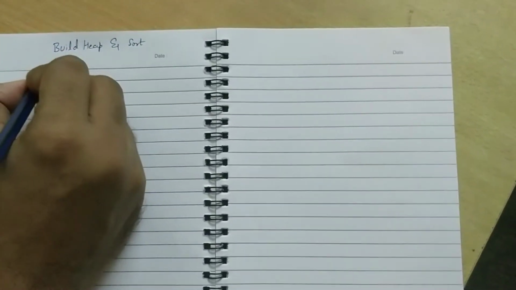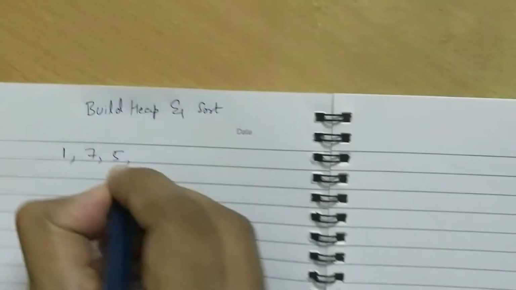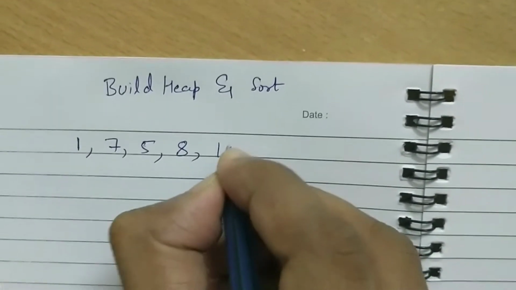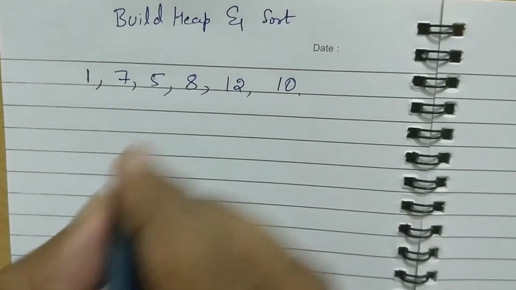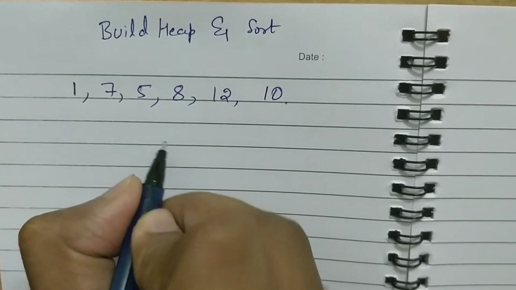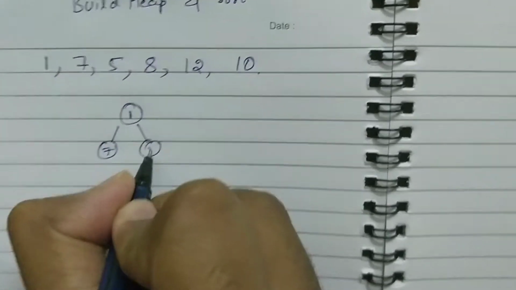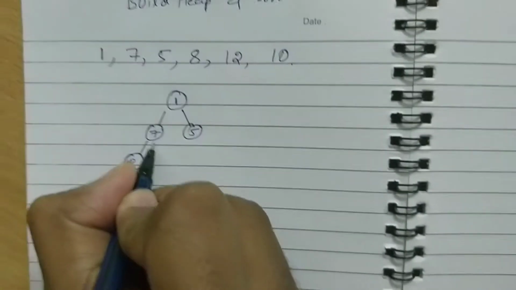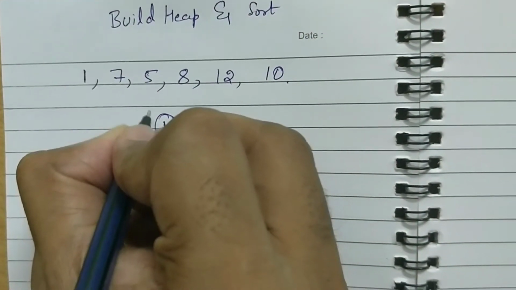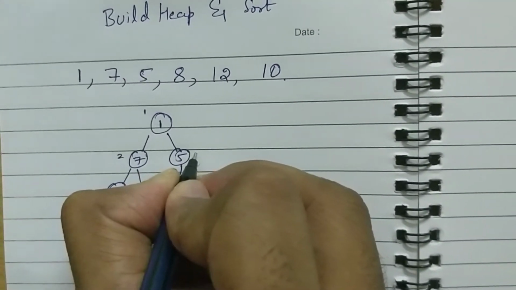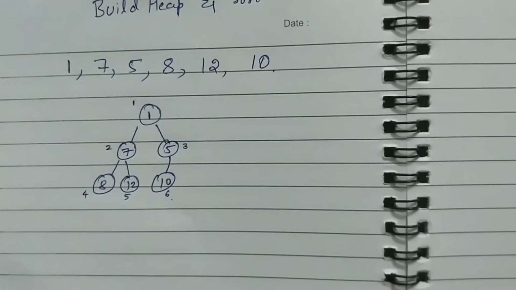Let's take a sample example which contains 1, 7, 5, 8, 12 and a 10. As you know, we will represent this in the form of a complete binary tree, which is 1, 7, 5, 8, 12 and a 10. Now let us just put an index, because this complete binary tree can be represented in the form of an array. Let us just put the indexes.